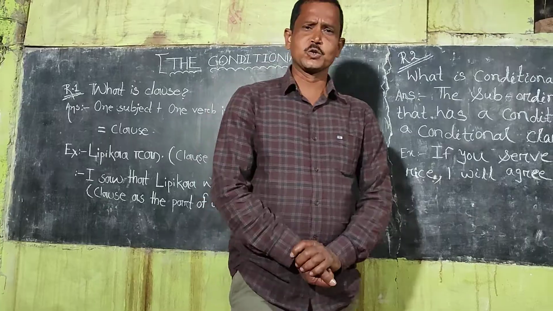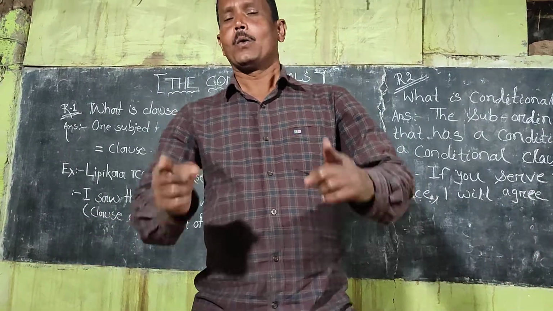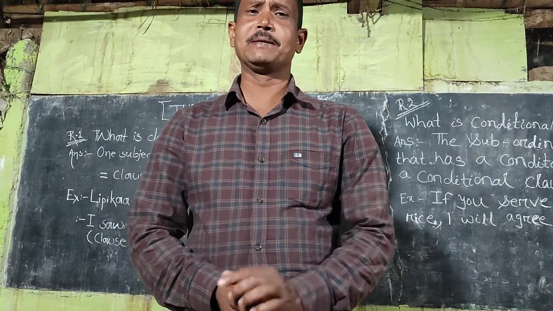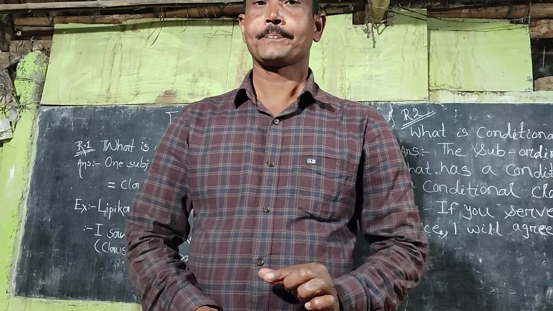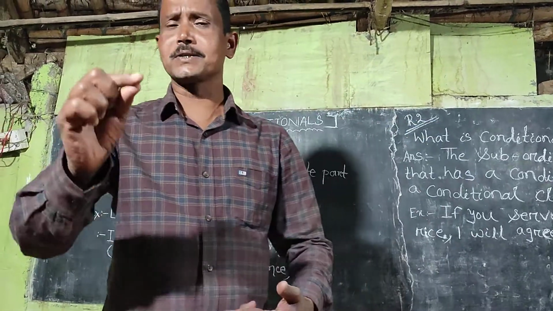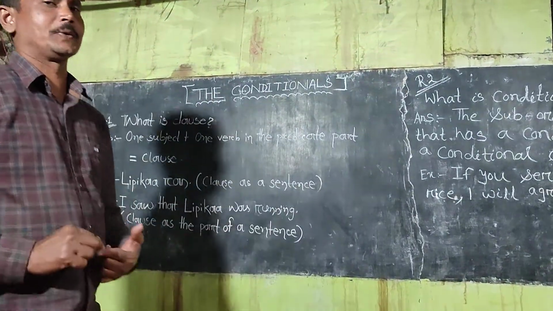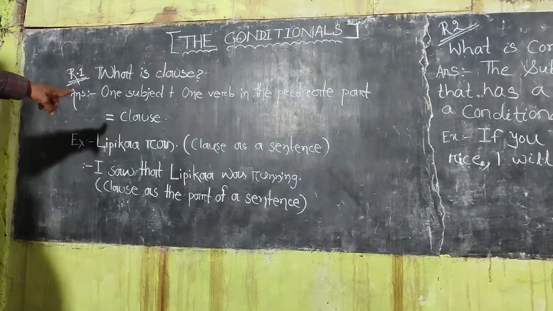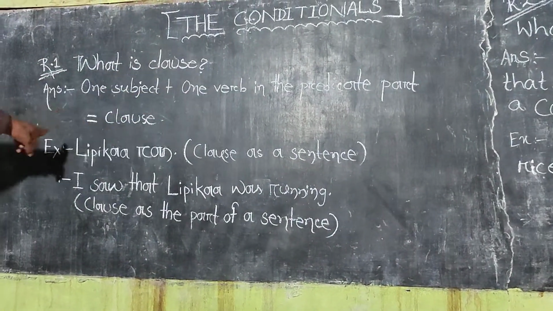First, rule number one: what is a clause? One subject plus one verb in the predicate part can form a clause. That means to form a clause, one subject plus one verb is necessary. We can say one subject plus one verb in the predicate part is called a clause.